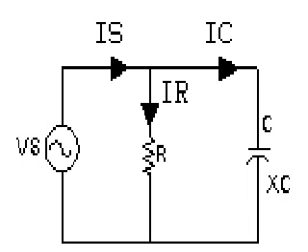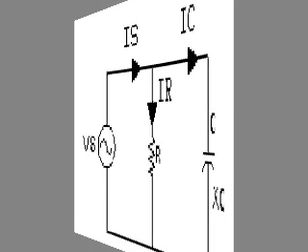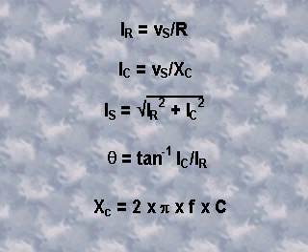In this circuit, a capacitor and a resistor are connected in parallel across a voltage source V sub S. The branch currents can be calculated as follows. I sub R is equal to the source voltage divided by the resistance. I sub C is equal to the source voltage divided by the capacitive reactance.